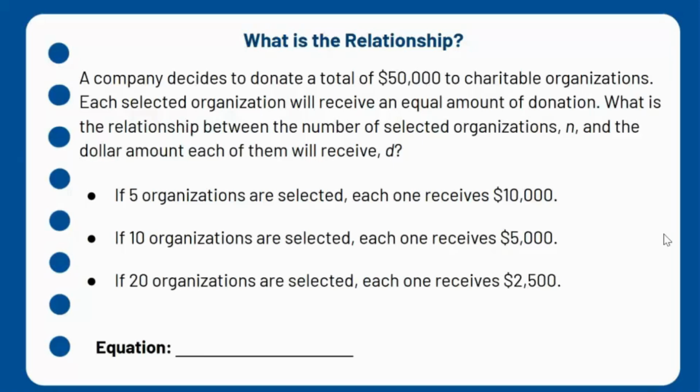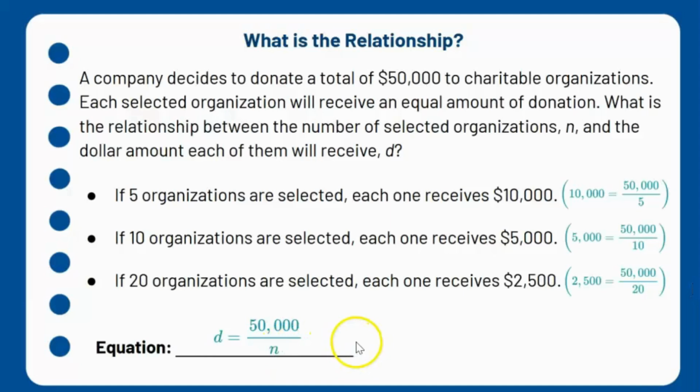If 10 organizations are selected, each one receives $5,000. If 20 organizations are selected, each one receives $2,500. Study the values carefully. Do you notice a pattern here? 10,000 is 50,000 divided by 5. 5,000 is 50,000 divided by 10. 2,500 is 50,000 divided by 20. Given this pattern, which equation represents the relationship? We can generalize that the amount each organization receives is 50,000 divided by the number of selected organizations, or D equals 50,000 divided by N.